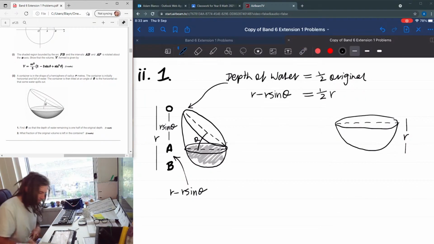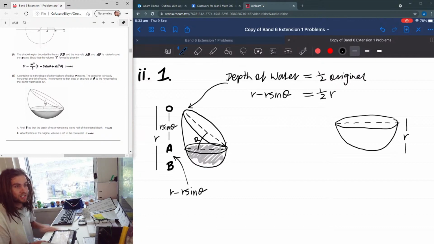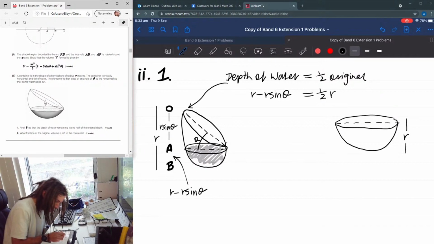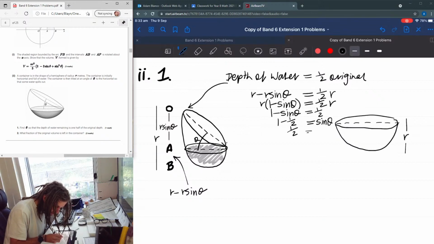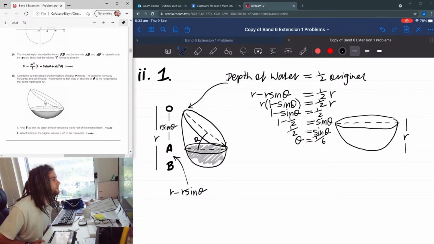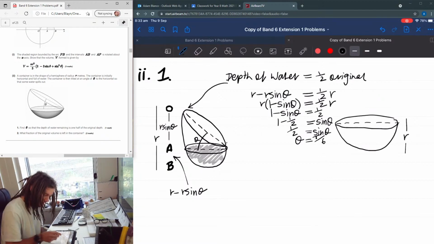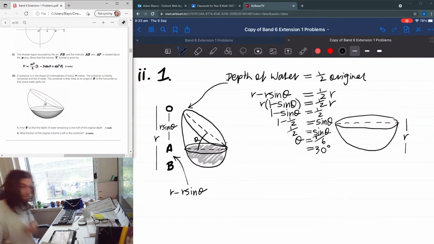So that's that. Now really all I have to do is solve for theta, which doesn't seem too hard. I can just cancel a bunch of stuff. If I factorize this 1 minus sine theta out, that allows me to get rid of the R's. Equals a half. Then 1 minus a half equals sine theta, so a half equals sine theta. That means theta equals pi on 6 or 30 degrees. What does it want it in? It doesn't say anything about radians or degrees, just says theta. So one of those, if that makes sense.